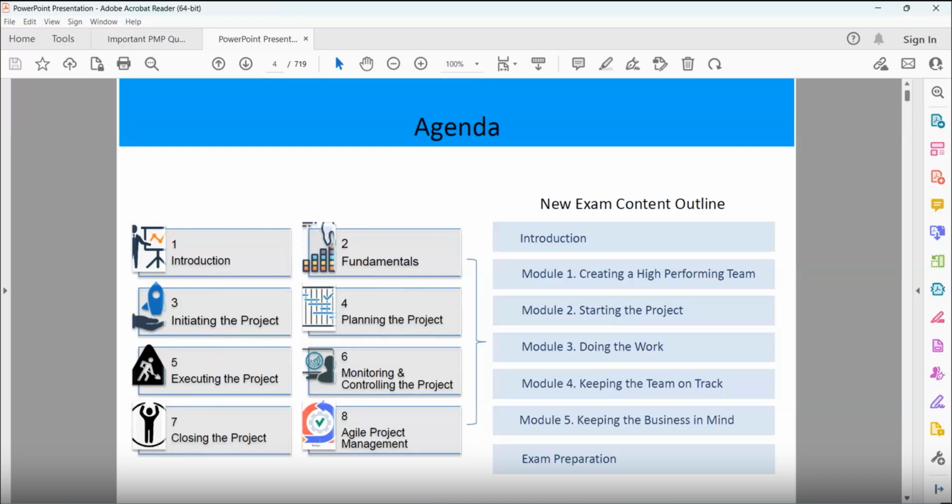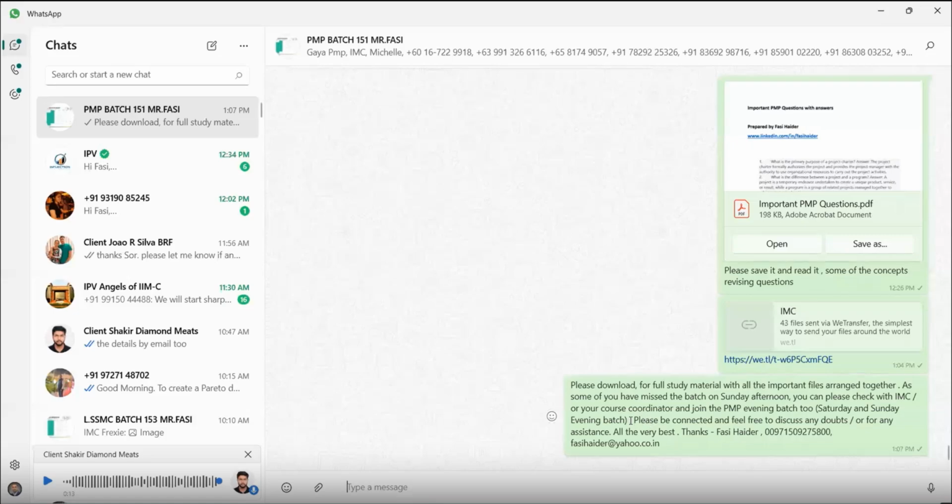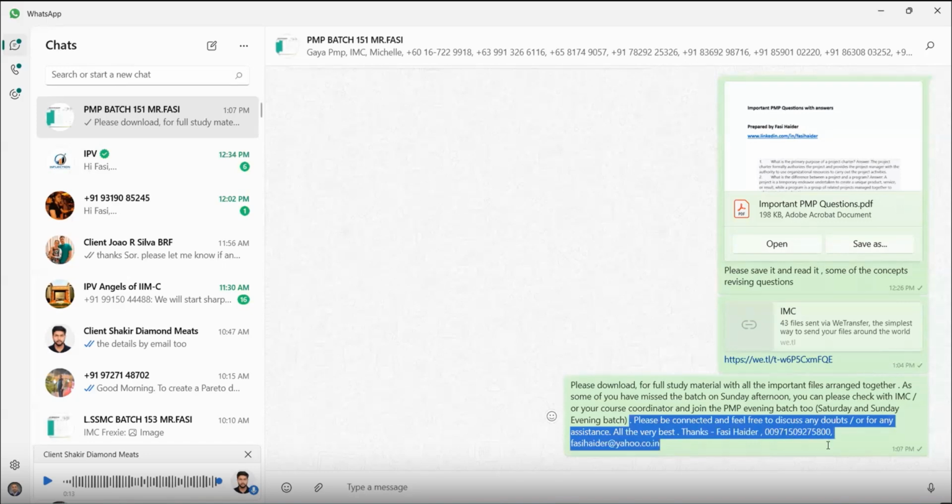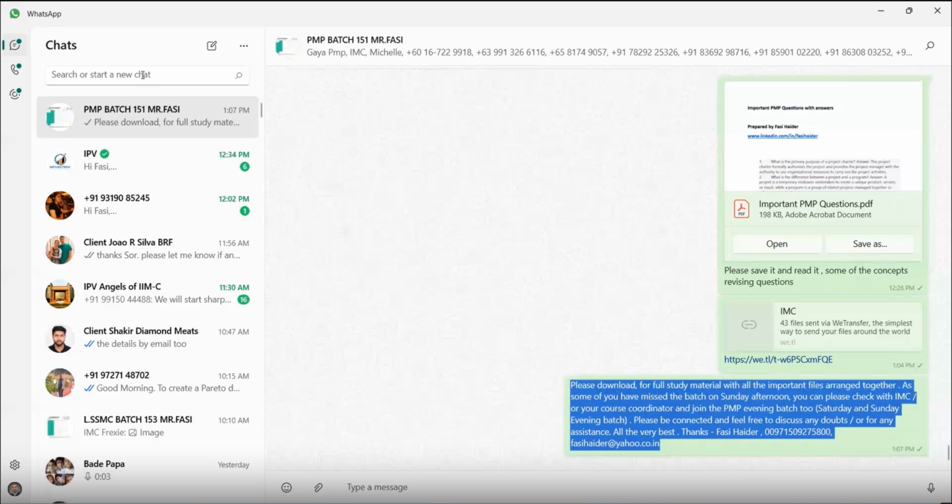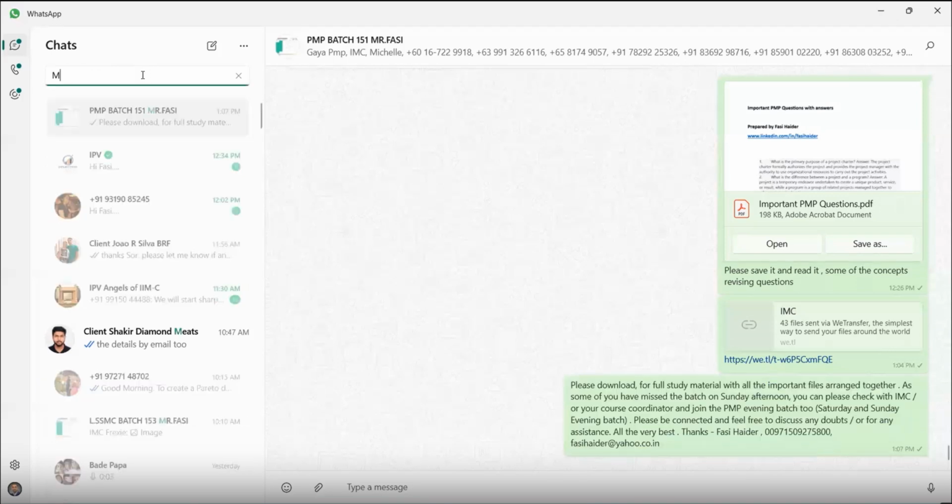And can we reach out to you in case there is anything we have to ask? Yeah, brother, I already wrote here. If you see, please be connected and feel free to discuss any doubts or for any assistance. I gave my mobile number, WhatsApp number, email ID. Anything is fine. You can always contact me. There are many people who have always contacted me. Now, can you see my screen, correct? Yes.